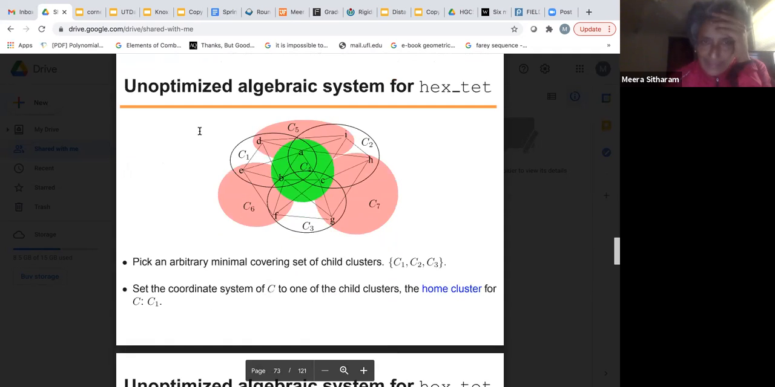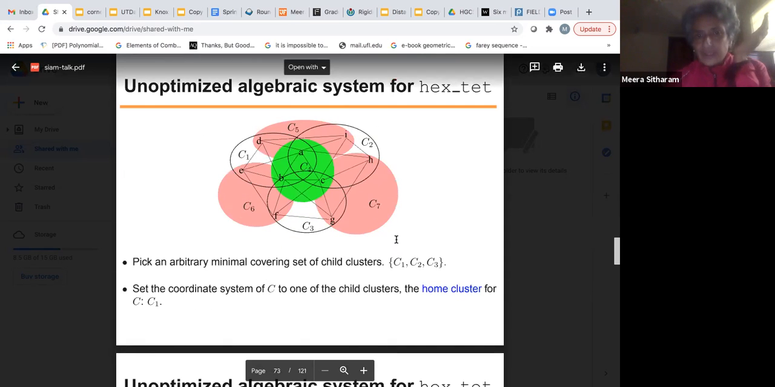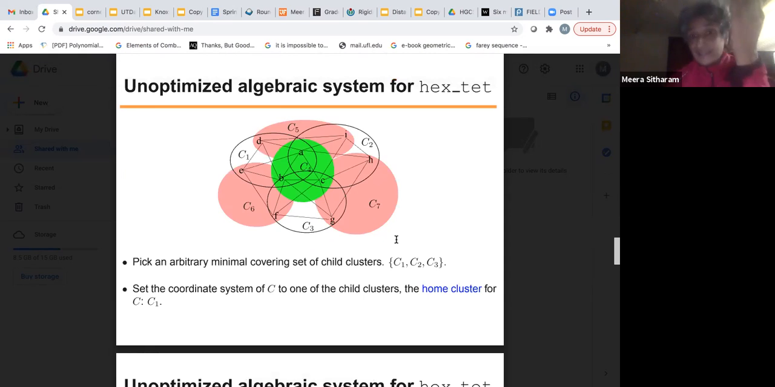Now what I call the unoptimized algebraic system is what we basically did just now. You can take any subset of children which cover all the vertices, place them, and solve for their rotations and translations, so their corresponding Si, Ci, in such a way that incidences and potentially certain distances are satisfied. This is one way to do it.